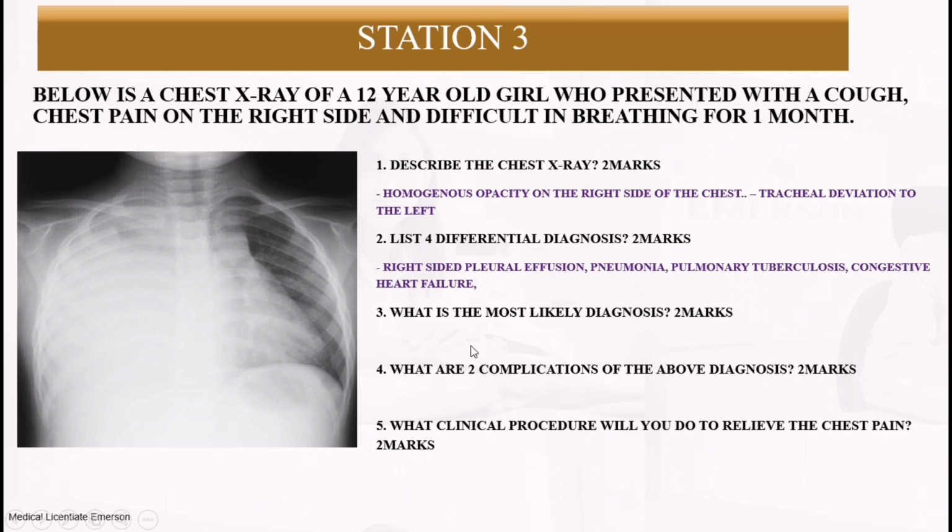Then what is the most likely diagnosis? Here we are going to say right-sided pleural effusion alone. One of the markers I asked was marking this to be correct for 2 marks. It will indicate right-sided pleural effusion because that's what the patient has presented with, and you have been given the X-ray, so of course you can go with it.